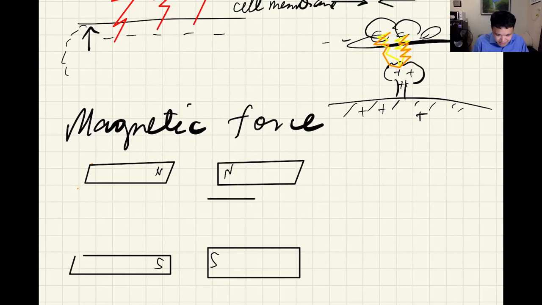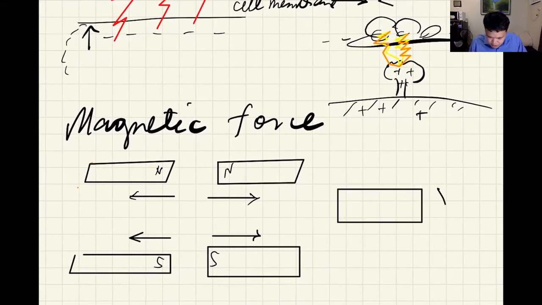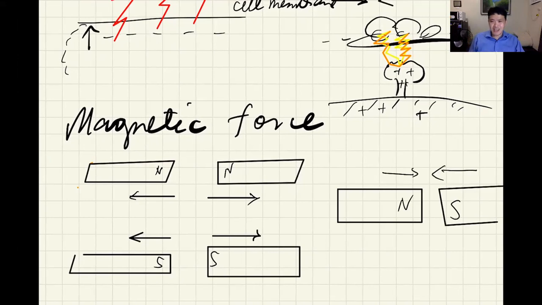Again, it's similar to electric forces. If you have the same polarity, north-north, they will be repelled. They don't want to be with each other, so they will move away from each other. These are also south-south, so it will be repulsive. How about for opposite poles? Let's say this is your North Pole and this is your South Pole. Now they will be attracted towards each other.